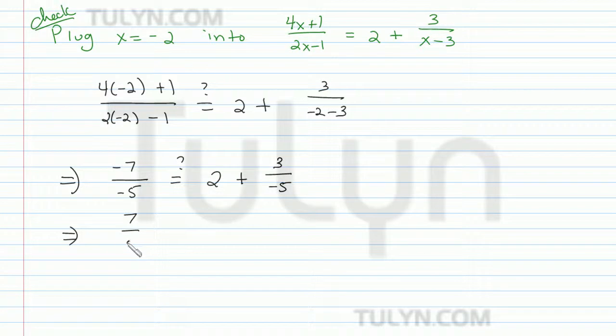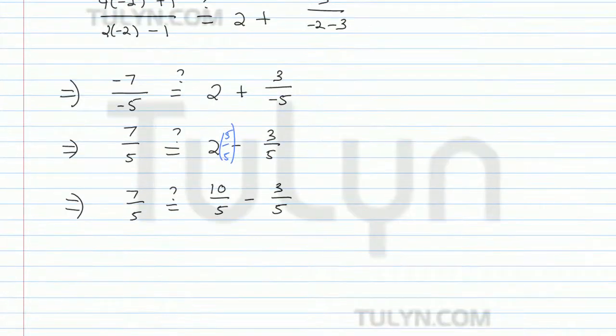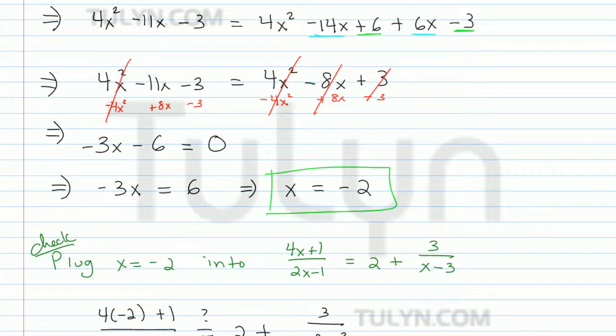So simplifying both sides, we want to check if 7 fifths is equal to 2 minus 3 fifths. And how we combine the right side is that we find the lowest common denominator, which is 5, and we multiply 2 by 5 over 5 so that we can get a common denominator. So we have 7 over 5, and we want to check whether that's equal to 10 over 5 minus 3 over 5. And then finally, the last step, 7 fifths. Since we have a common denominator, we just combine the numerators, so 10 minus 3 is 7 fifths. So these check out, and thus our proposed solution, x is equal to negative 2, actually works out.